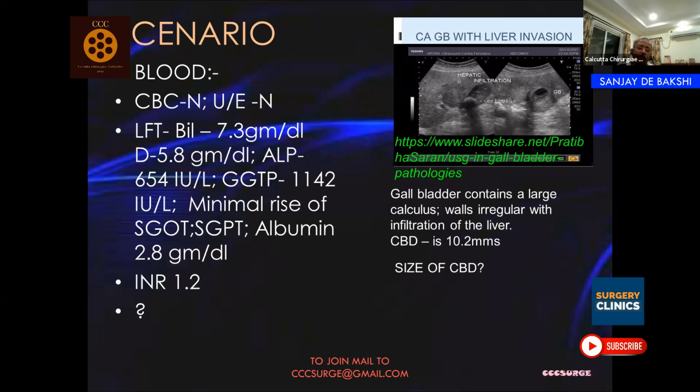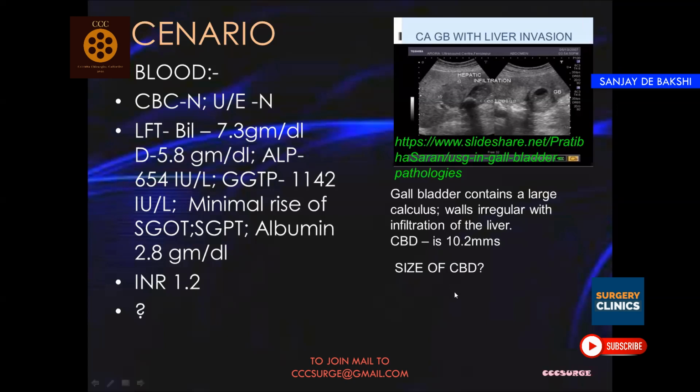what happens to the bile duct? Dilates. How much does it dilate? 1 millimeter for every 10 years. Absolutely, per decade, remember that. That was a good answer. 1 millimeter per decade.